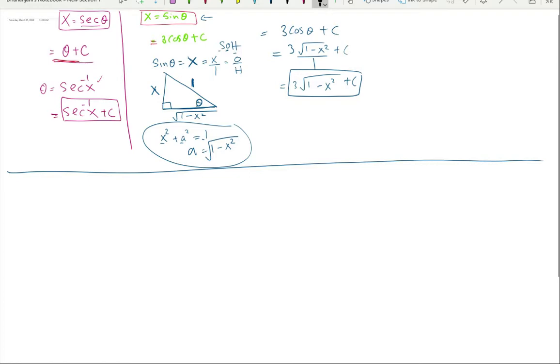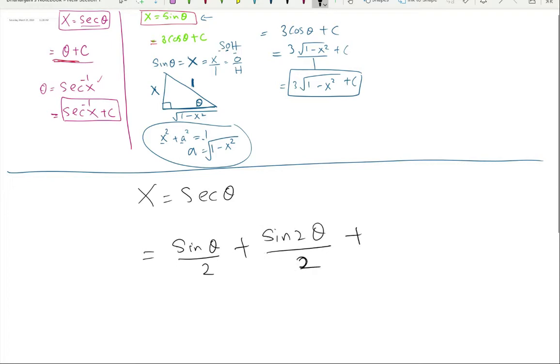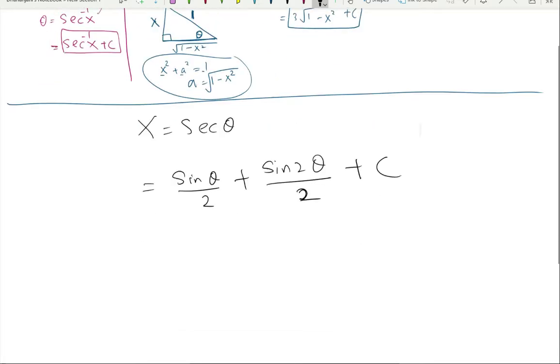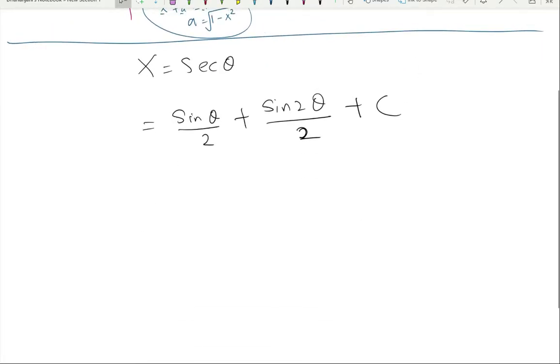Let's do another one. Let's say you have x is equal to secant theta, and your solution is sine theta over 2 plus, let's say, sine 2 theta over 2 plus c. Okay, so how can we convert? Well, you don't have just theta, you have trigonometric functions in the answer, so use the substitution. So x is equal to secant theta.